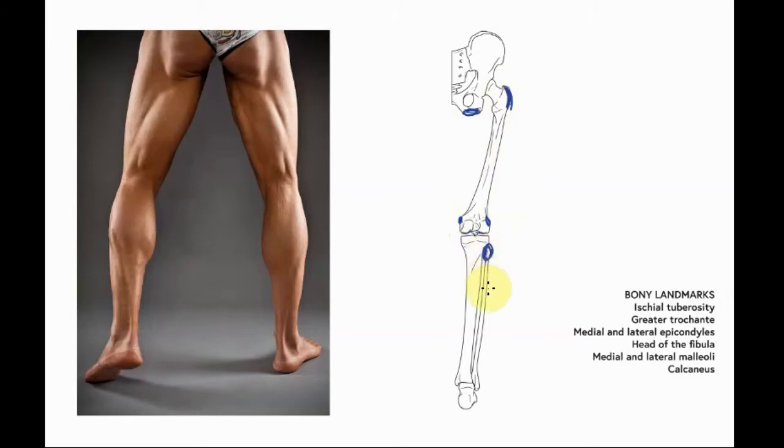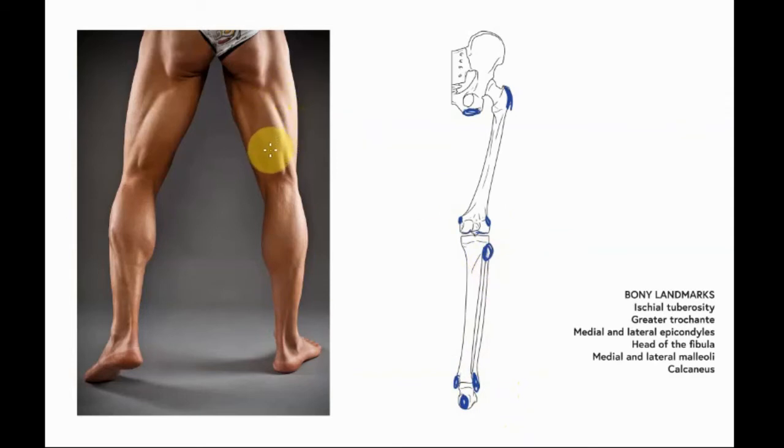And if we follow the fibula down, we come down to our lateral malleolus on the lateral side, and the medial malleolus will be on the medial side of the ankle. And then finally we have our heel bone, the calcaneus, projecting inferiorly and posteriorly down there. And these are the major landmarks we want to try and find on our figure.